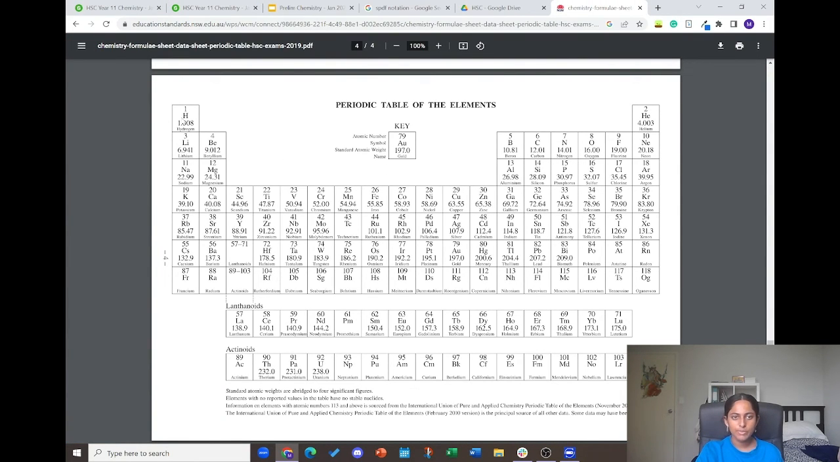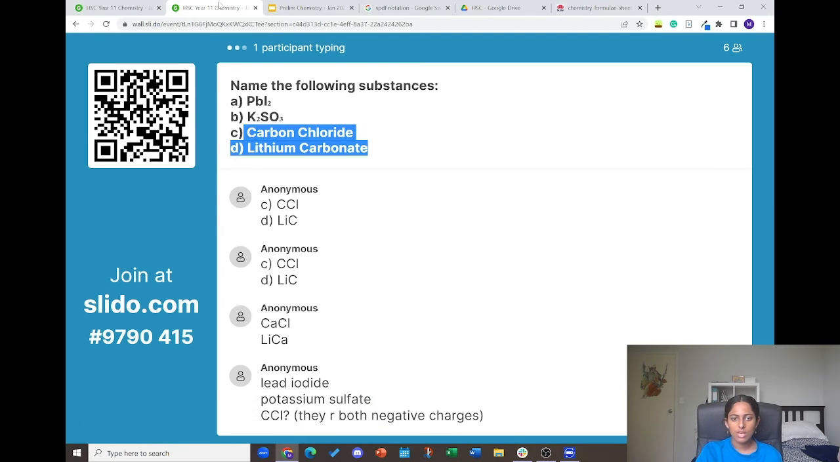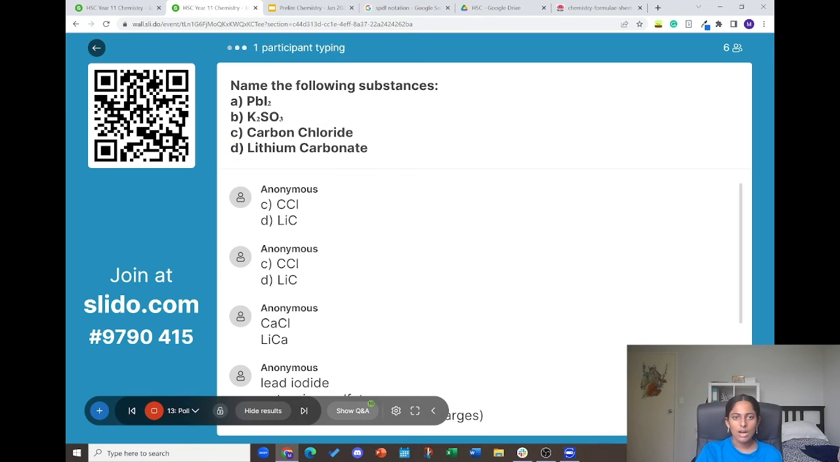So remember that groups have different charges, so different valencies. So group one is plus one, group two is plus two, group three is plus three. And then group four is plus or minus four. Group five is minus three. Group six is minus two. Group seven is minus one. Group eight is zero.